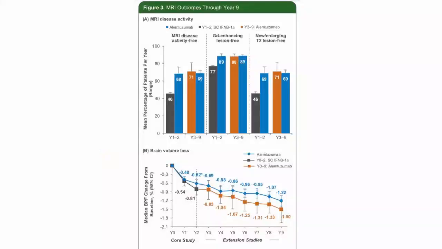If you look at the 9-year MRI data, again, you're seeing very good outcomes in terms of MRI activity in the long-term group, with GAD-enhancing lesion-free status, as well as no enlarging T2 lesion load. But then you come to the brain volume loss, and you can see there is a steady petering, although probably not majorly significant, of continued brain volume loss. So yeah, but my brain's shrinking too. Well, we can't do anything about that.